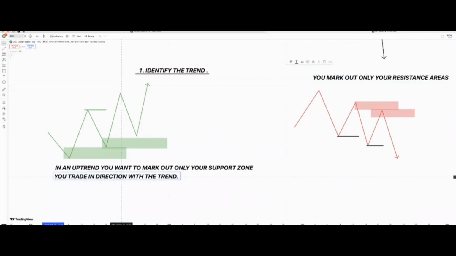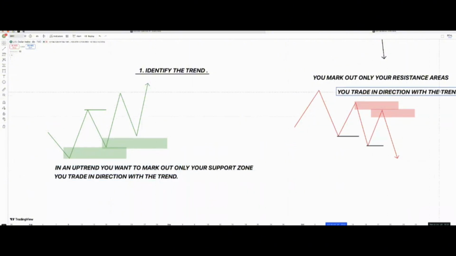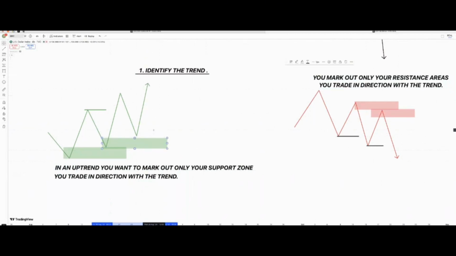You want to trade in direction with the trend. This rule applies to them both. In an uptrend, you want to mark out your support areas because that's where the buyers are interested in. The buyers are only interested at your support areas in an uptrend.